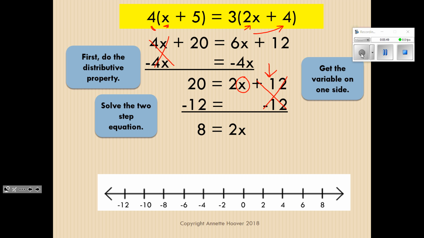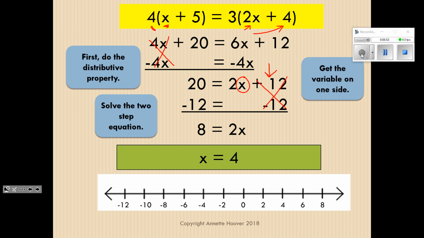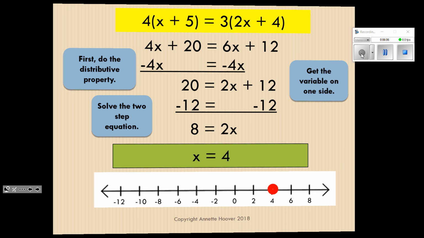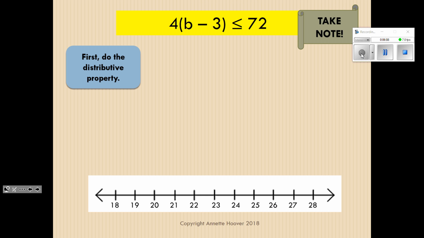X is being multiplied by 2, so we want to divide both sides by 2. And that would make x is equal to 4. One solution. So when we graph it, we put a dot on 4 on the number line to show that there is only one possible solution. It's going to work the same way with inequalities.